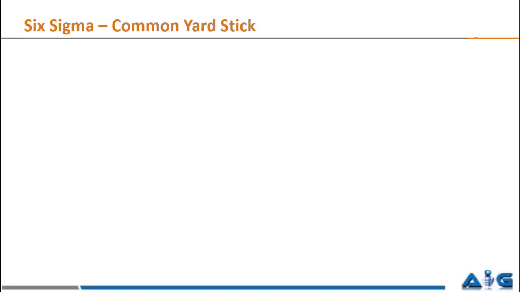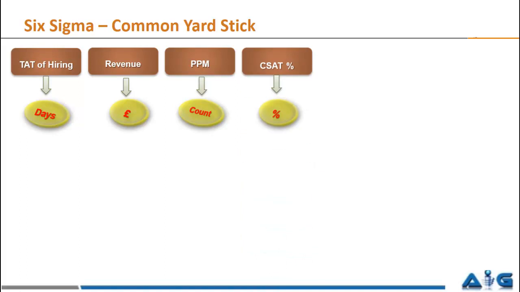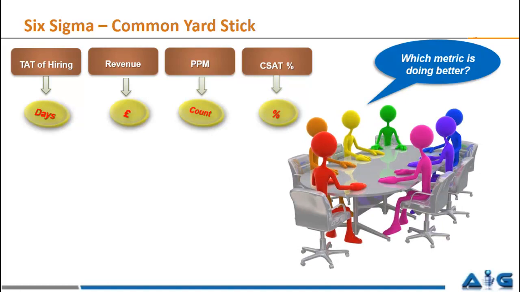Organizations measure business performances in various metrics. For example, the turnaround time of hiring is captured in number of days. Revenue is captured in dollars or pounds. Quality is measured in count. The CSAT is measured in percentage. Often, when you want to compare such metrics, it becomes difficult because the unit of measurement is different.